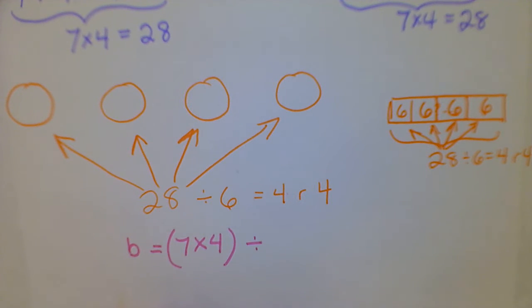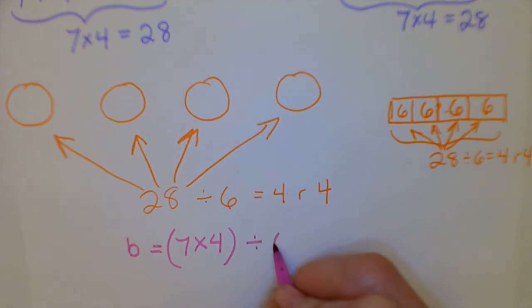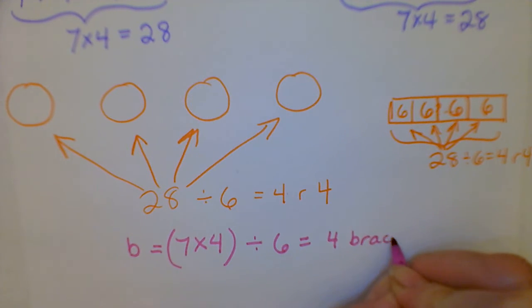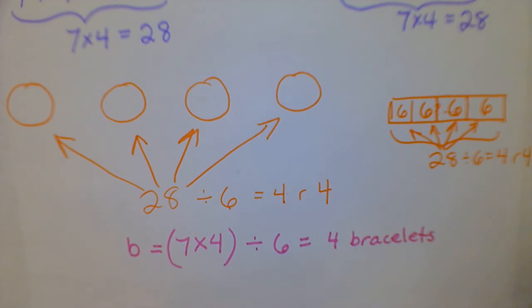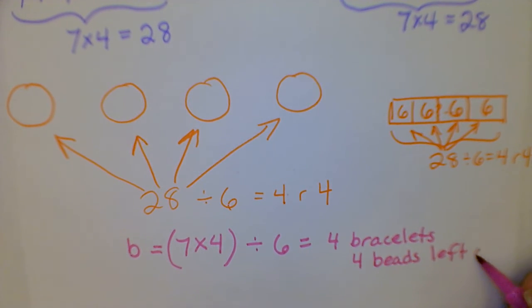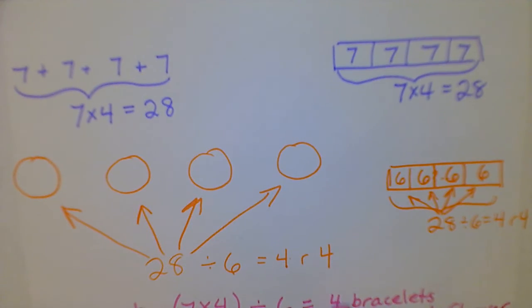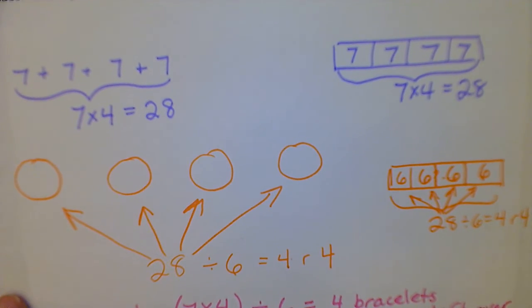So the number of bracelets is the answer. We were dividing it into groups of 6. So when we divided it by 6, we ended up with 4 bracelets and 4 extra beads, 4 beads left. So we had 4 beads left over, or remaining. And that would be your answer, the greatest number that you were able to make, that's what they asked us for, was 4 bracelets. And then we would have 4 beads left over.